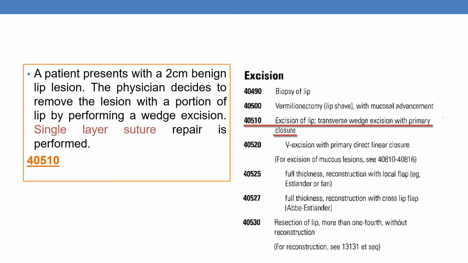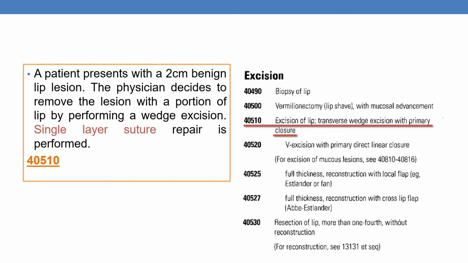Next example, a patient presents with a 2 cm benign lip lesion. The physician decides to remove the lesion with a portion of the lip by performing a wedge resection. Here, the lesion is removed along with the excision of lip. Excision is nothing but removal. Excision of a portion of the lip with the wedge excision. The type of excision is wedge excision.